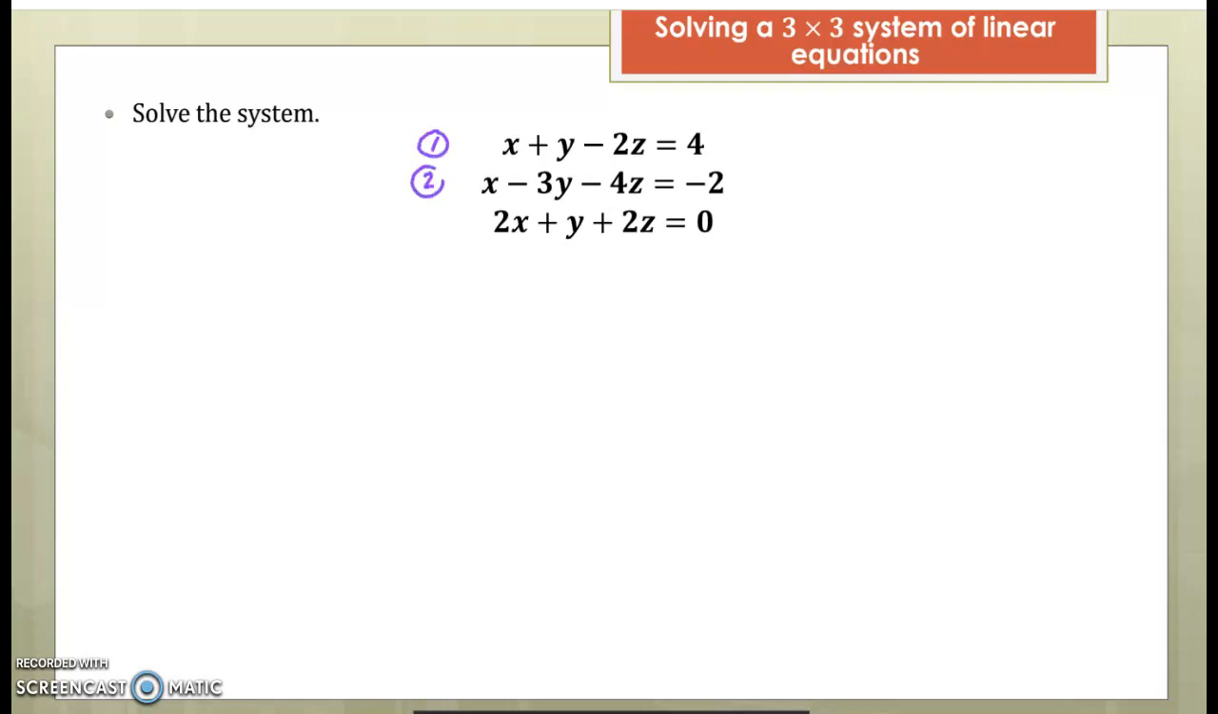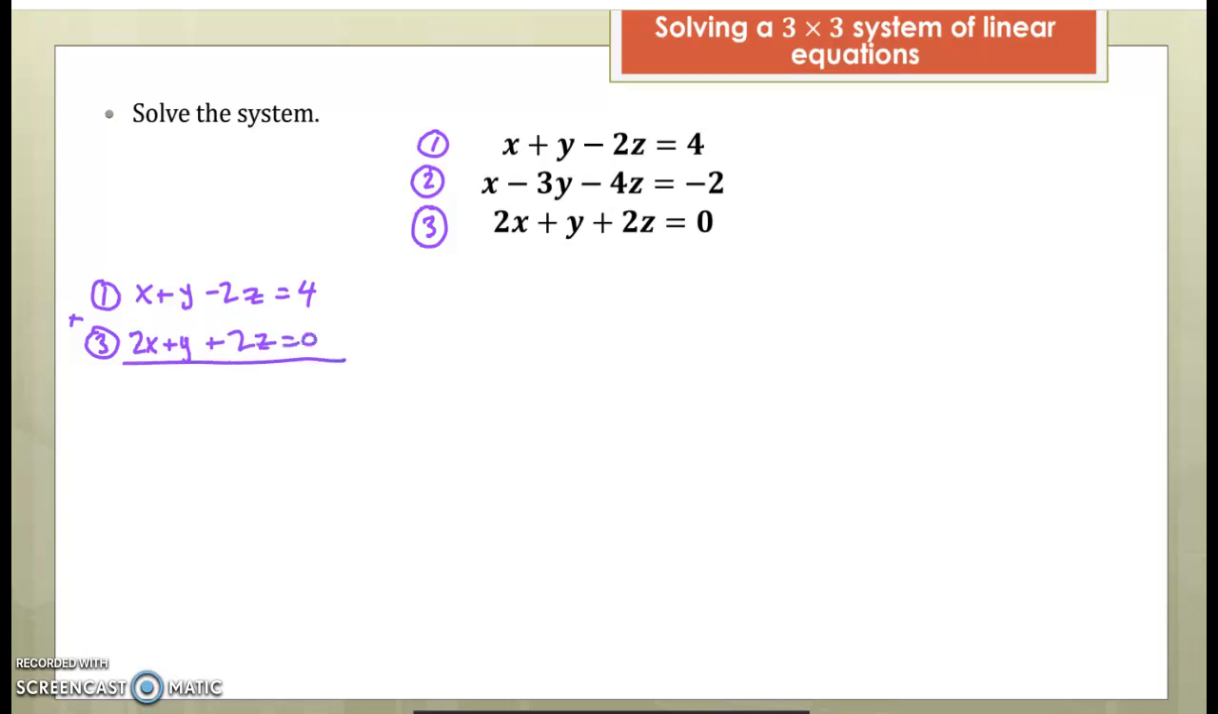Again, I'm going to label each of my equations here, equation 1, 2, and 3. And I'm going to take equation 1 and I'm going to add equation 2. So that's x plus y minus 2z equals 4, plus I am actually going to add equation 3. I apologize. Which is 2x plus y plus 2z equals 0.